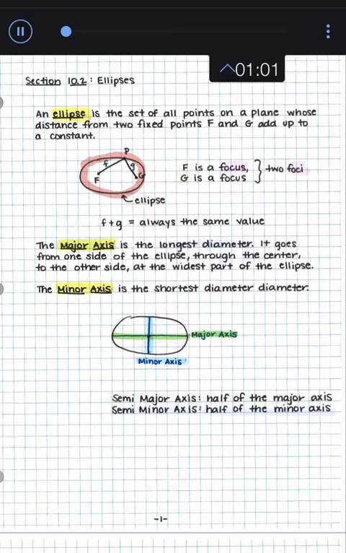Now we have two special points when we have an ellipse. They're called a focus when we're talking about them individually. When you're talking about them together as a plural, we call them foci. And we see them here. They're points F and G. Those are called your foci, or focus individually.